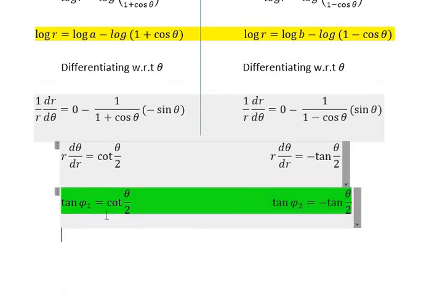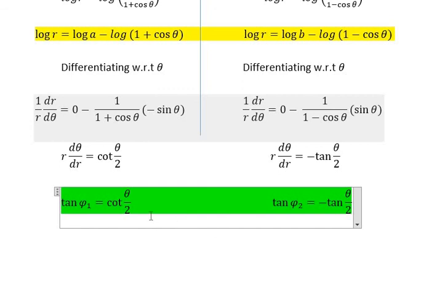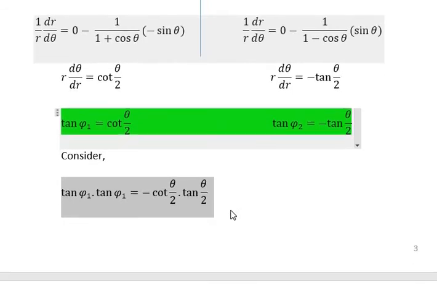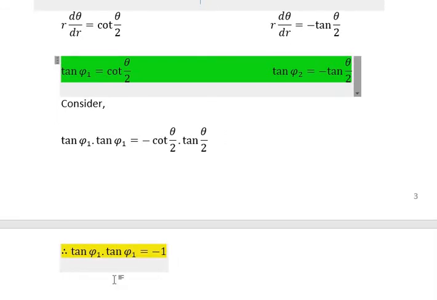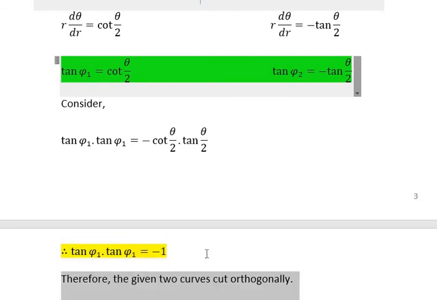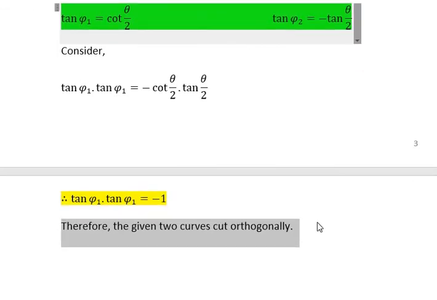We have tan φ1 = cot(θ/2), tan φ2 = -tan(θ/2). Therefore, we consider tan φ1 into tan φ2, that is equal to -cot(θ/2) into tan(θ/2). So tan φ1 tan φ2 = -1. Hence, these two curves cut orthogonally. Another problem we will work out.